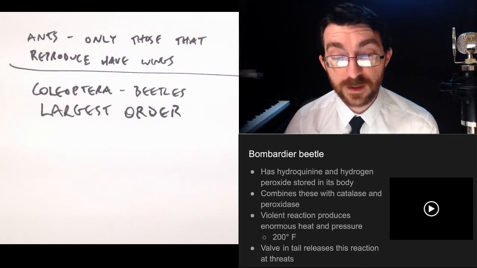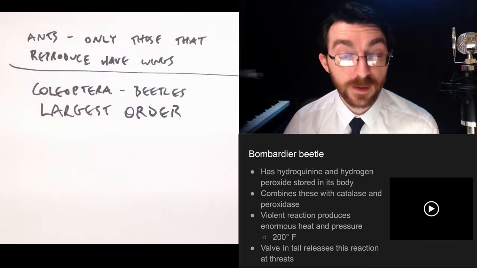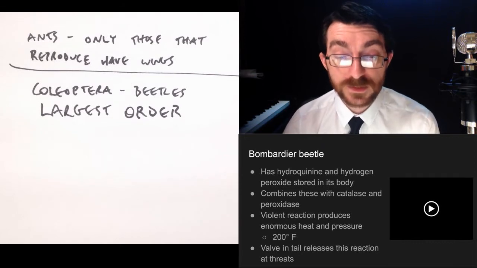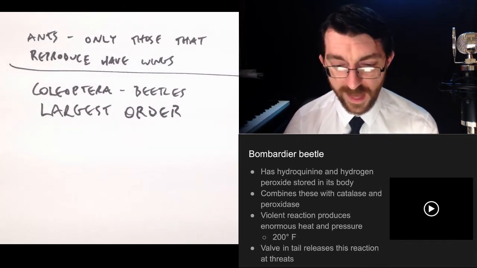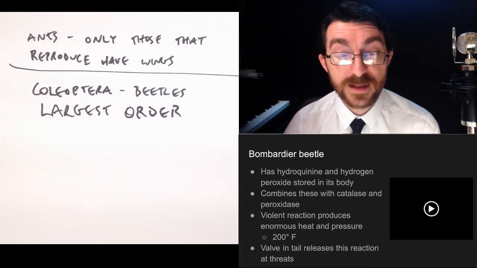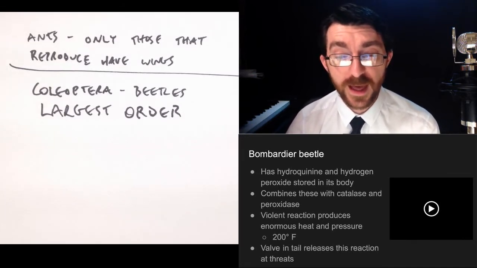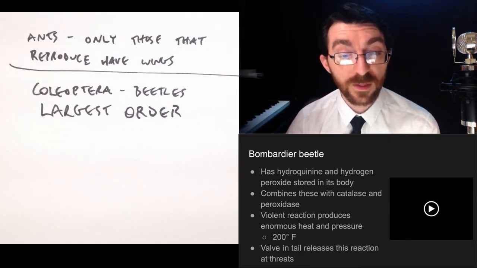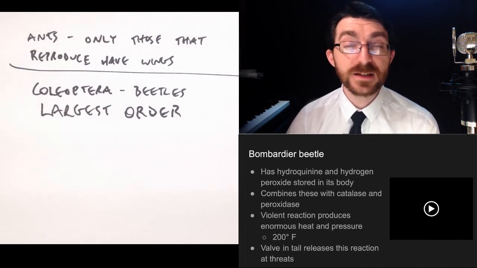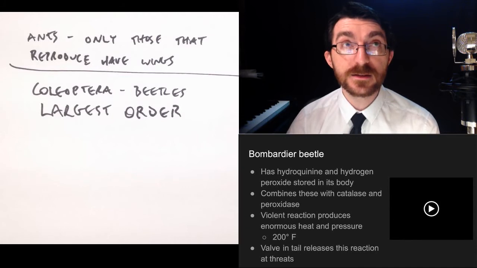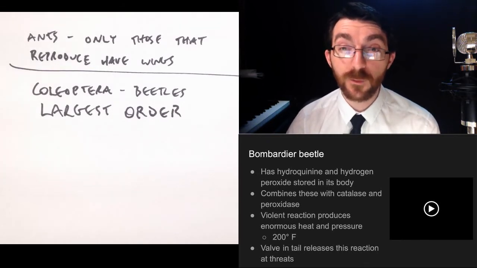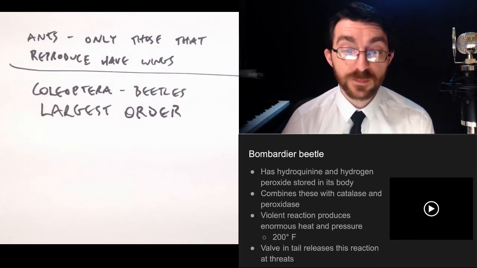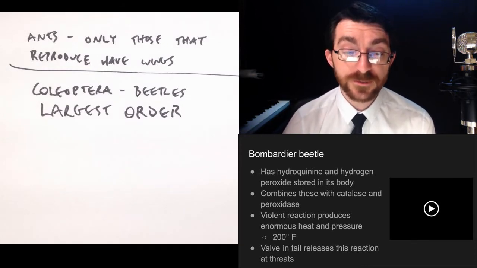It's called the Bombardier beetle. And it has a couple chemicals that it stores in its body that it uses like a weapon. It's absolutely crazy. We just have to watch some footage of that. It combines hydroquinone and hydrogen peroxide with catalase and peroxidase, which basically all you need to know is that it's a quick chemical way to cause enormous and immediate release of heat. So the violent reaction produces a lot of heat and pressure, up to 200 degrees Fahrenheit. That's almost boiling.